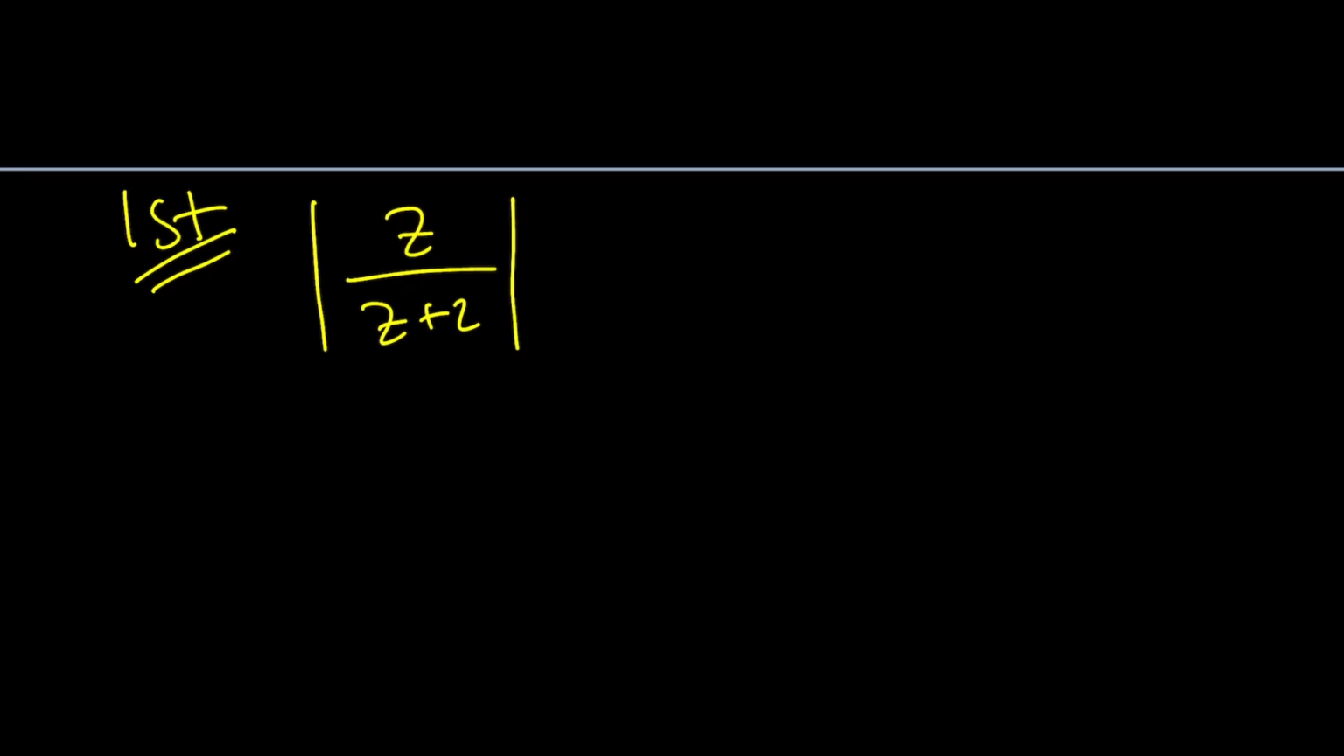All right, let's start with the first method. We have the absolute value of z over z plus 2 equals 3. Now, what kind of complex numbers can satisfy this? First of all, one of the things you can think about is, does z have to be non-real, or what happens if z is real? You can go ahead and solve it, but that's only going to give you a small subset of the solutions. We want to find all possible solutions, and I'll show you how we can represent them at the end.